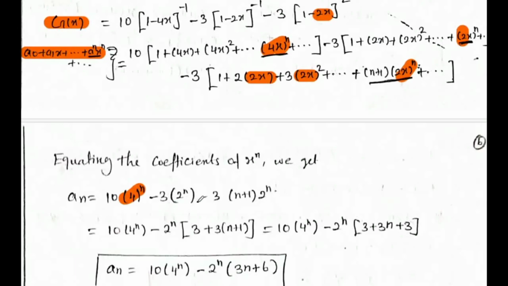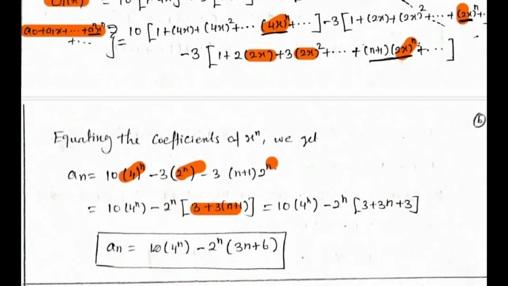Now we simplify this equation. 10 into 4 power n minus 2 power n. 2 power n is common, so we take it outside. So minus 2 power n into (3 plus 3 into (n plus 1)). Now we simplify this, which is nothing but 3 plus 3n plus 3. So we can write an equal to 10 into 4 power n minus 2 power n into (3n plus 6). So this is nothing but the general solution of the given recurrence relation.